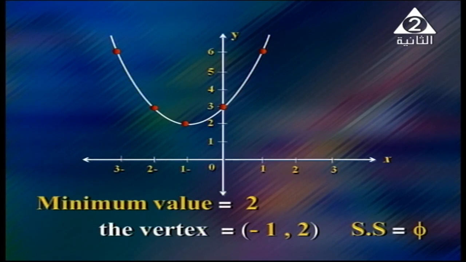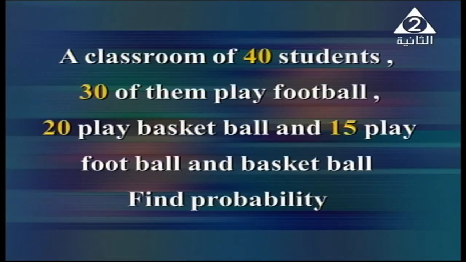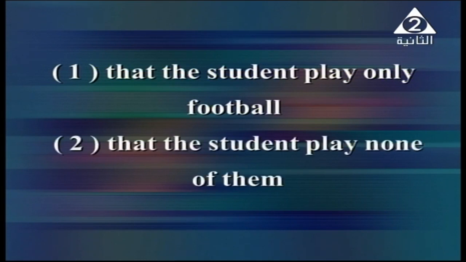Let us have another example. A classroom of 40 students. 30 of them play football, 20 of them play basketball, and 15 of them play football and basketball at the same time. Then find the probability that the student will play only football. And the second one is the probability that the student play none of them. Now, how can we solve such an example?